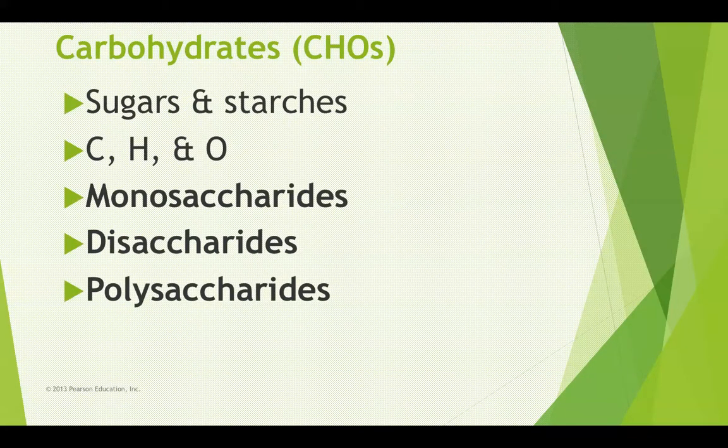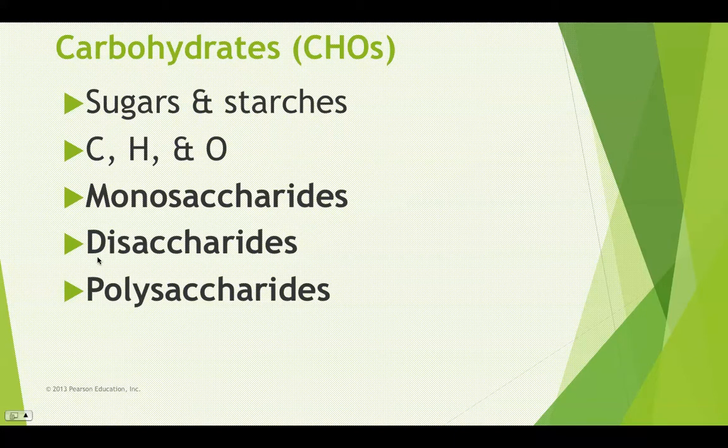So of these four groups, the first major group is called carbohydrates, and sometimes they abbreviate that CHO for carbohydrate. This includes sugars and starches, and the atoms involved are carbon, hydrogen, and oxygen. Carbohydrates include the monosaccharides, or simple sugars. Saccha means sweet, so that's why you may have heard of that artificial sweetener saccharin. But monosaccharides would be a simple sugar.